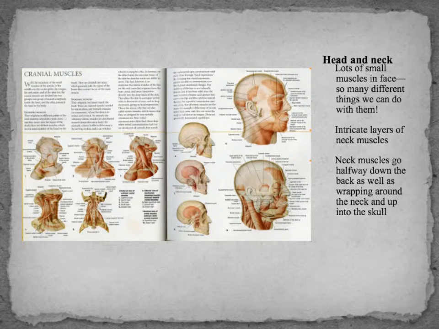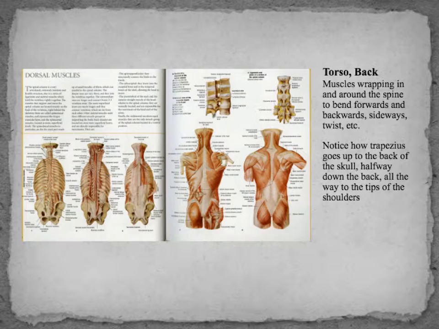The head and neck, look at all of these little tiny intricate muscles that are all intertwined. And look at all the muscles of the face. That's why our faces can be so expressive, because there are all these different muscles that are doing that. And also realize that the neck muscles go halfway down the back, and they extend all the way up into the back of the skull. So when we're stretching our neck muscles, we need to make sure that we're thinking fully.